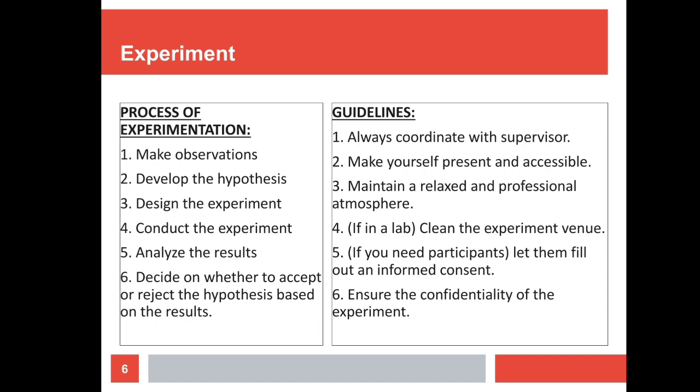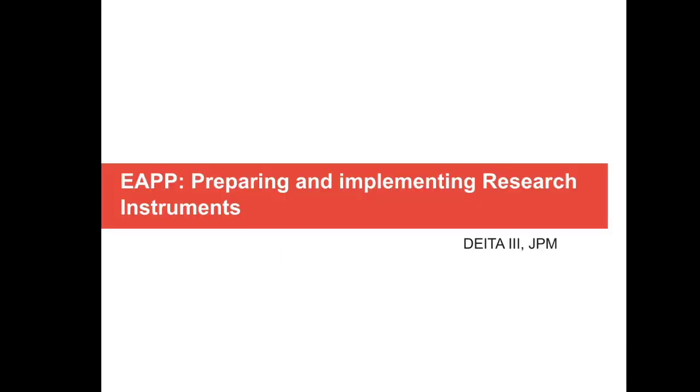So that's the last research instrument that we'll be talking about, experimentation. Again, there are five: survey, interview, questionnaire, observation, and experimentation. Okay, so that was it.